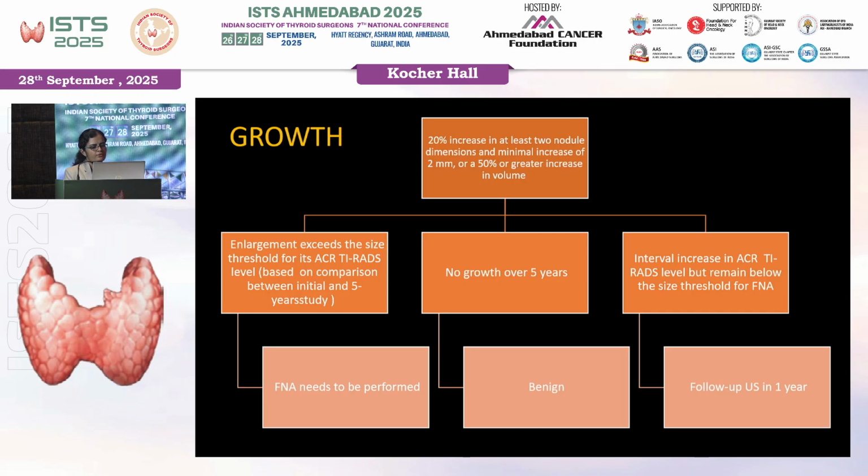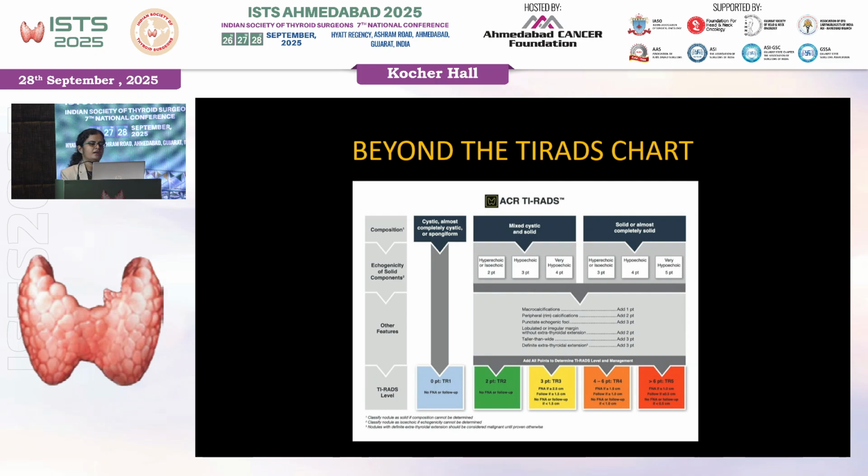So how do you define growth? At least a 20% increase in the nodule dimension or a 50% increase in volume. If there is no growth over the 5 years, we stop following and label them benign. And if there is an increase but it is still below the FNA criteria, you keep on following those nodules. But if it crosses the FNA threshold criteria, then you do an FNA.